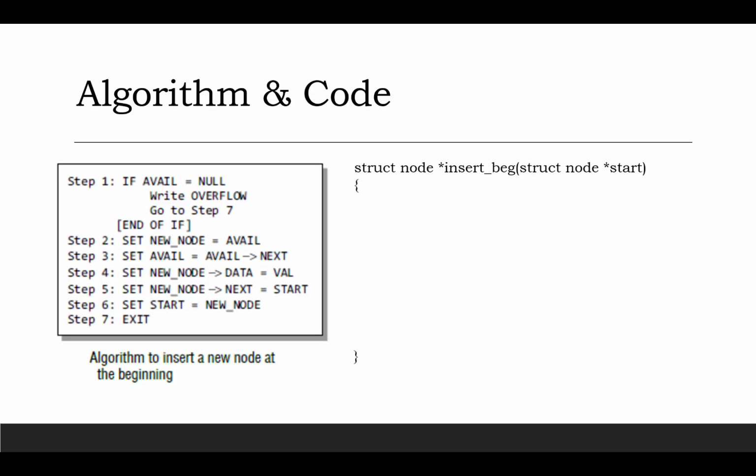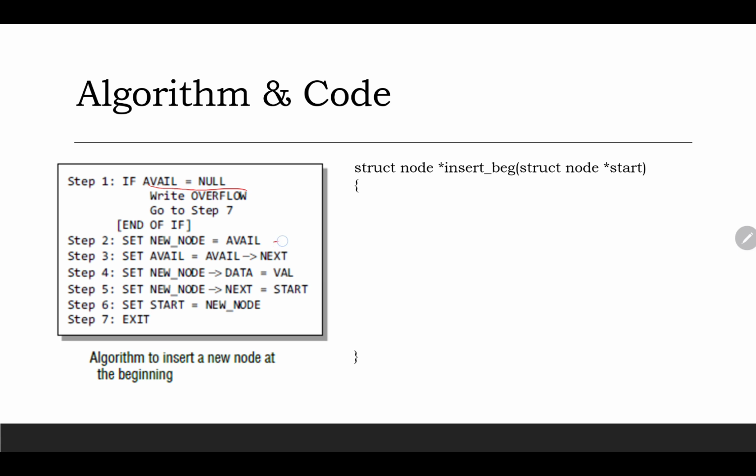Then the algorithm. So this is the algorithm. Here, as I already said in the starting of this video, we have to check the overflow condition. So we are checking avail is equal to null. Here we are checking avail is not null. Why we are checking this condition is we have to check whether any memory space is available to insert the new node. If this condition becomes true, it will go to step 7 and it will exit. If it is not null, what will happen?